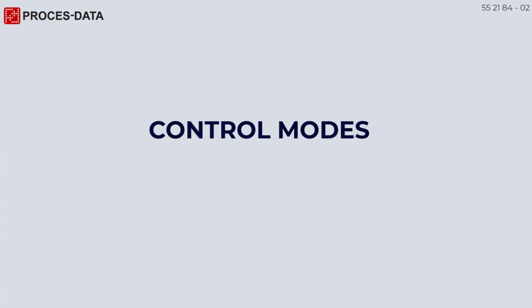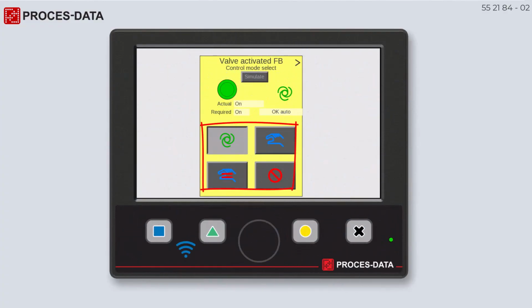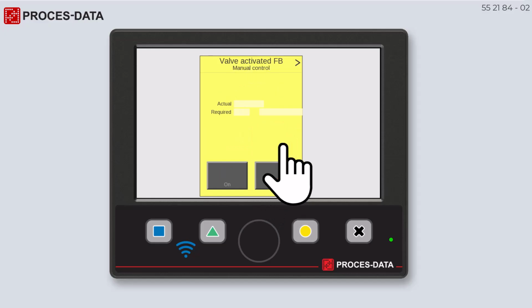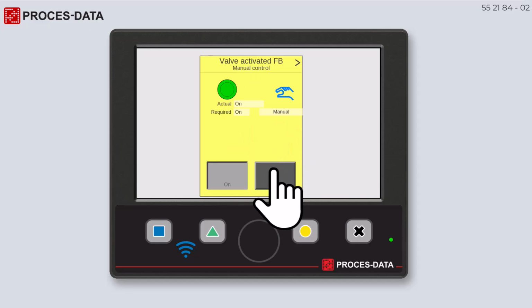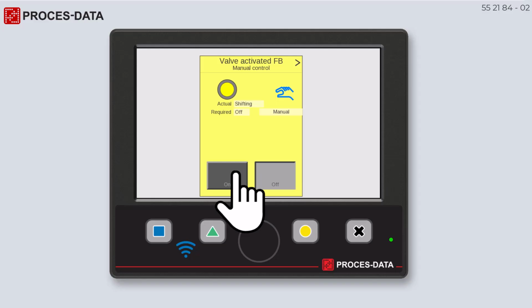Control modes. In the setup menu for the component, you will find 4 different control symbols to choose from. If you choose the automatic mode, the system will take control of all inputs and outputs. Choosing manual mode will allow you to set the state of the input component manually. With a valve, for example, you have the option to set the valve to open or closed.